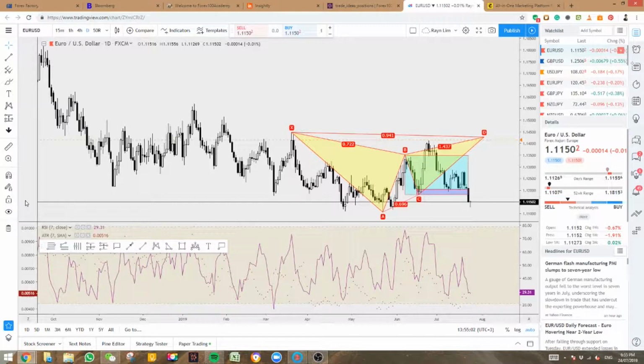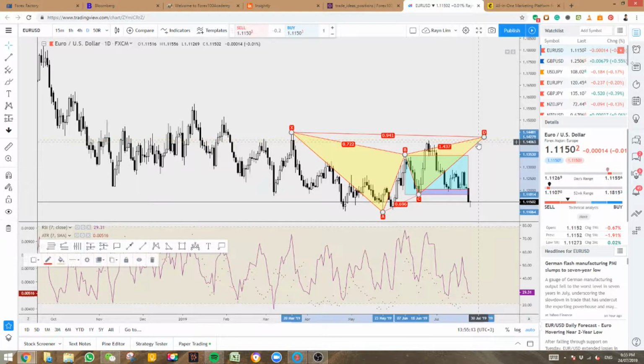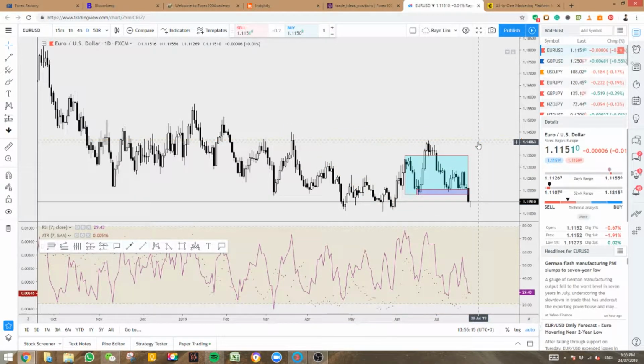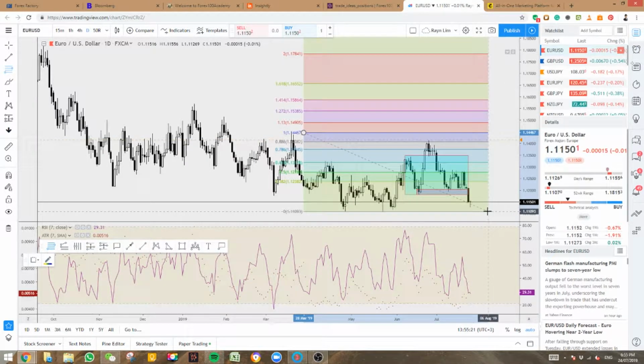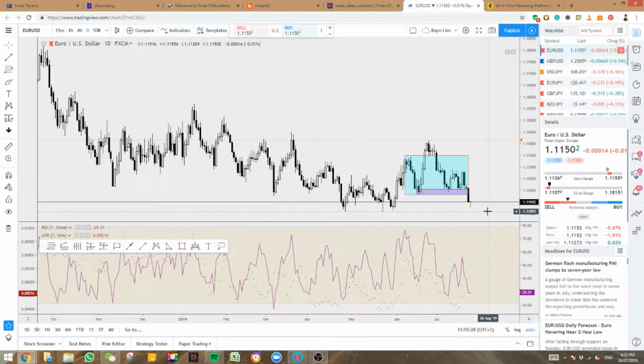Let me share with you my analysis. This analysis no longer stands because it has broken the C price. So no more from me. Double check if there are any patterns within this XA leg. If you're a deep crab pattern trader, maybe you have an opportunity, but I'm not looking at that right now. It's still too early to tell.